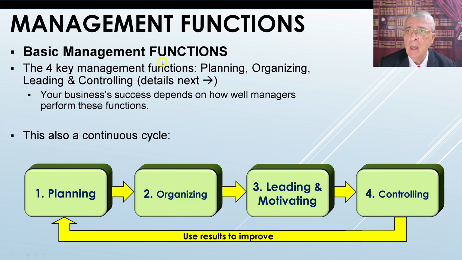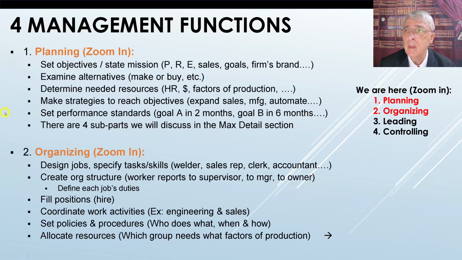First, the 4 basic management functions. They are planning, organizing, leading, and controlling. So we start here. First is planning, organizing, leading and motivating, controlling. And you notice this arrow down here? It comes back here. So we use what we find out in the controlling to come back here and improve our planning. And over time, this should cause the company, the organization to improve. It is not a one-time thing. It is a continuous, ongoing thing.